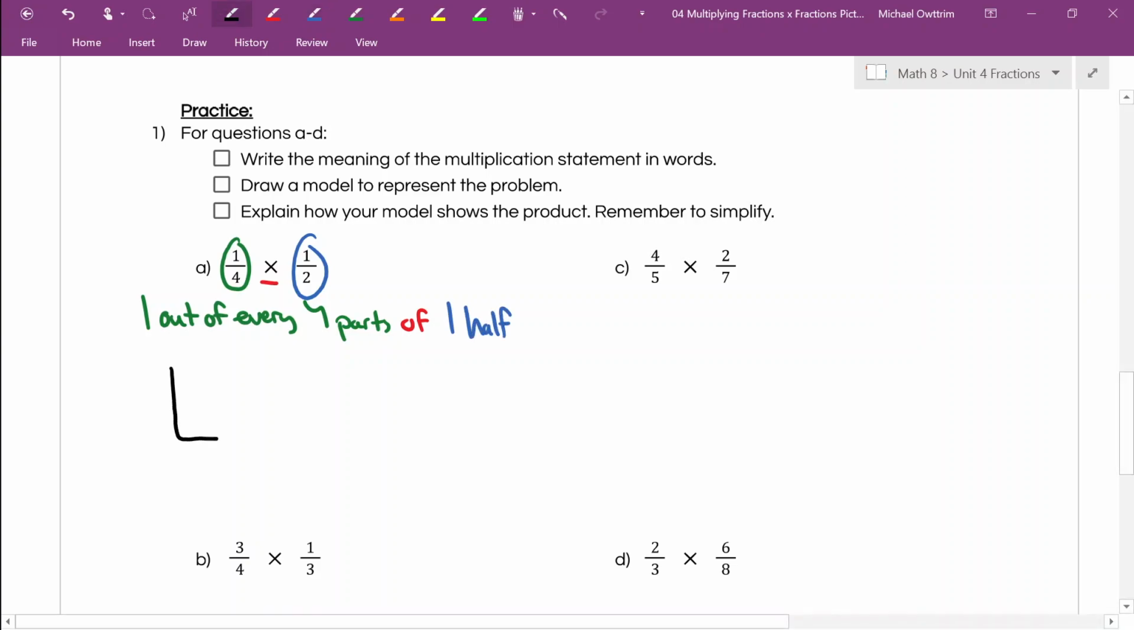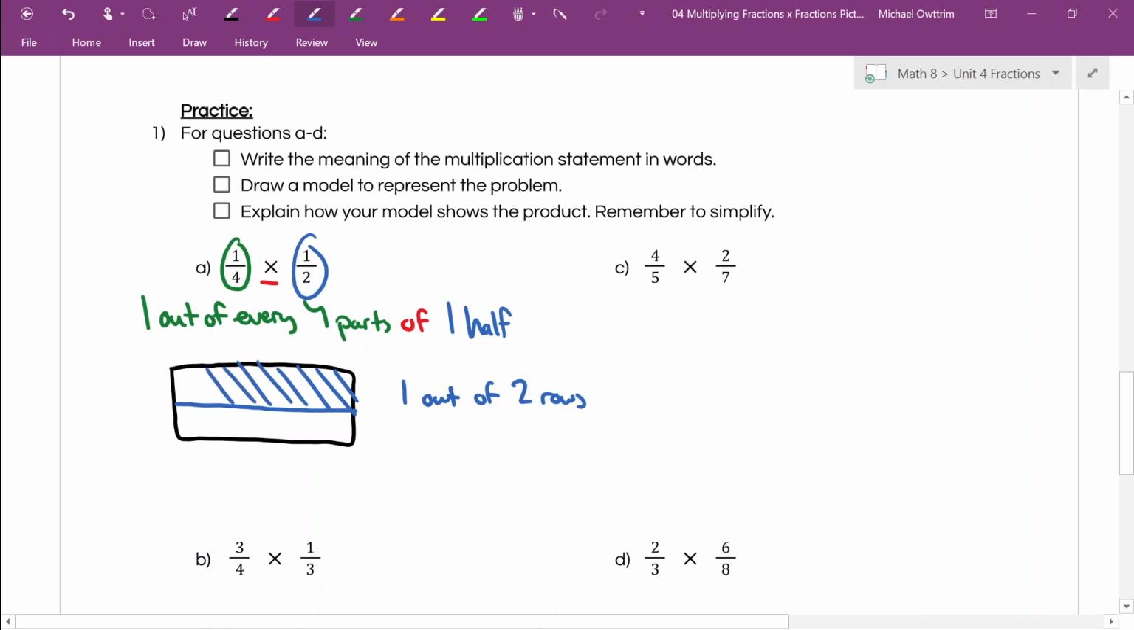So we'll begin by drawing ourselves our whole. And I'm going to treat my 1/2 as 1 out of 2 rows. And so I'll shade in 1 out of my 2 rows. And then I want to keep 1 out of every 4 parts of that. So I'm going to go ahead and do 1 out of 4 columns. Split it up into 4 columns, and I'll do my cross-hatching in 1 out of those 4.